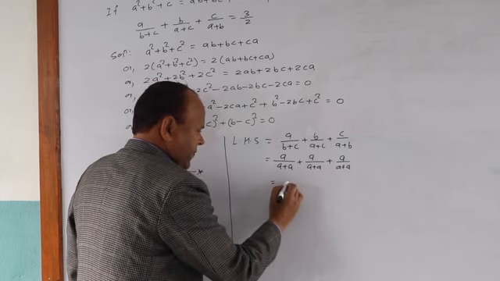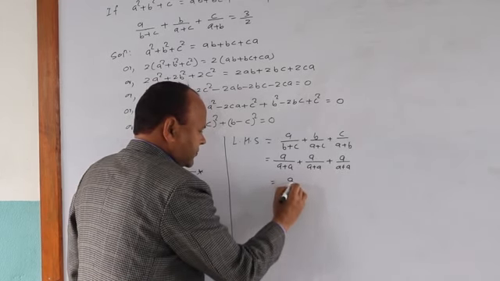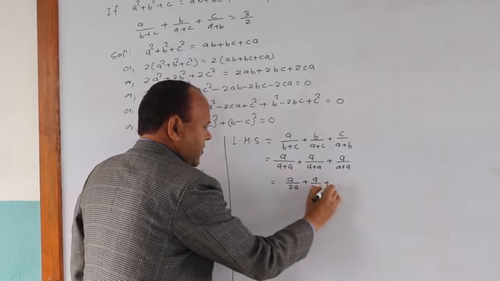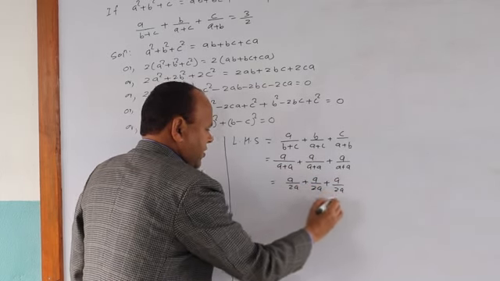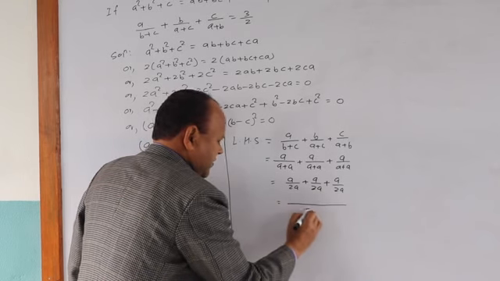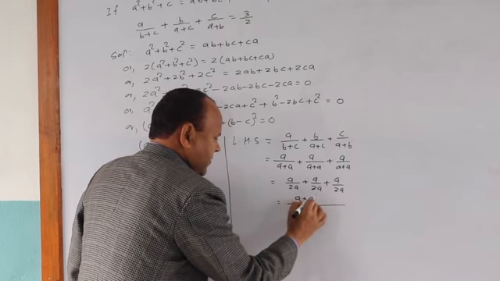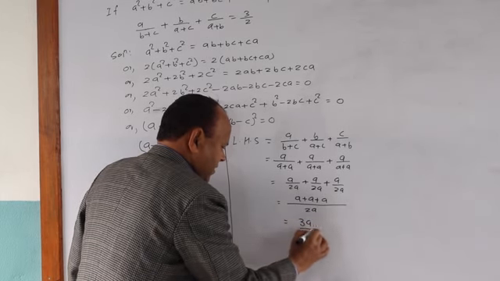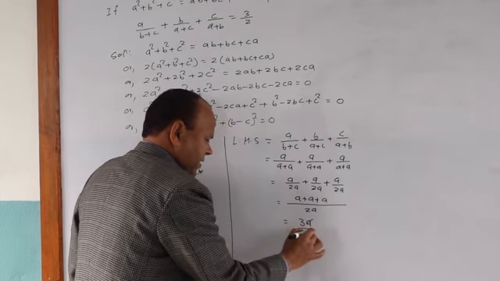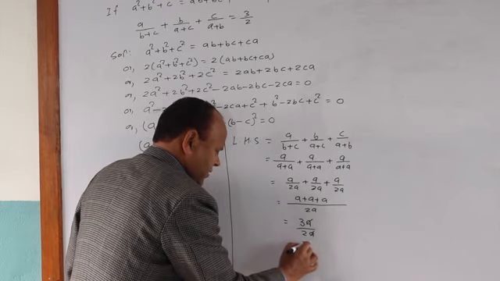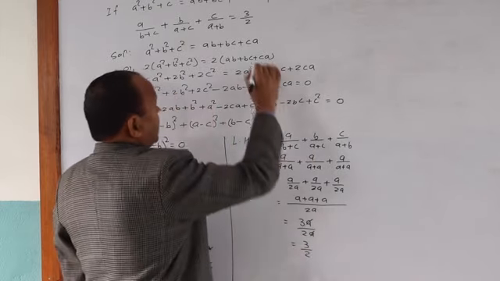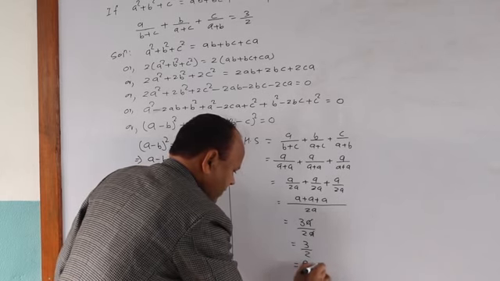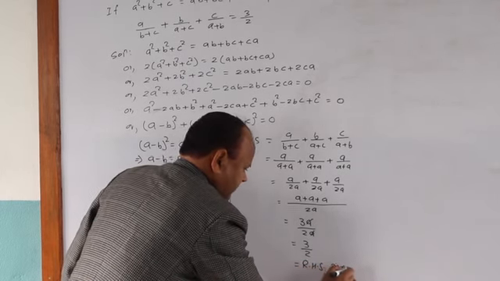So what we get? a by 2a plus a by 2a plus a by 2a, which is equal to a plus a plus a over the common denominator 2a, which is equal to 3a divided by twice a, where a and a can be cancelled, so it is equal to 3 by 2, which is the right hand side. Hence proved.